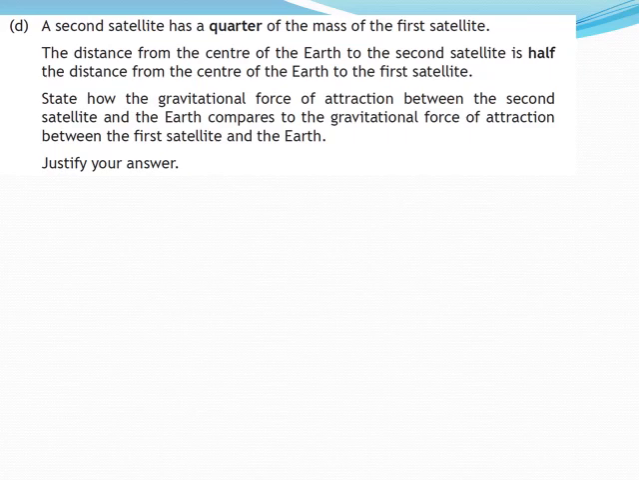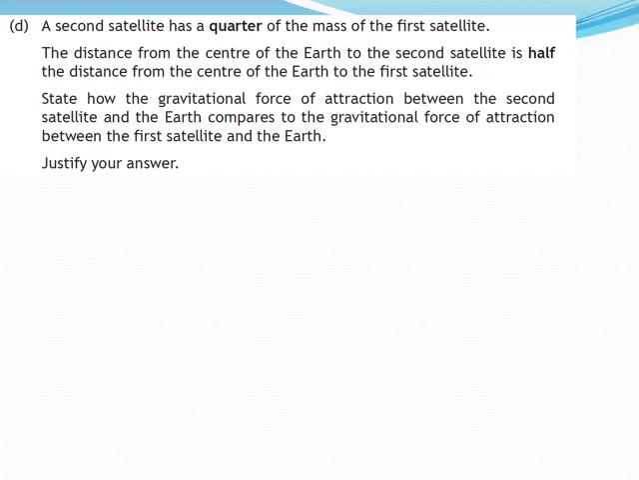Okay, the final part of the question gives us a different situation. It says the second satellite has a quarter of the mass of the first satellite. The distance from the center of the Earth to the second satellite is half the distance it was in the first situation. State how the gravitational force of attraction between the second satellite and the Earth compares to the gravitational force of attraction between the first satellite and the Earth. And we have to justify our answer.